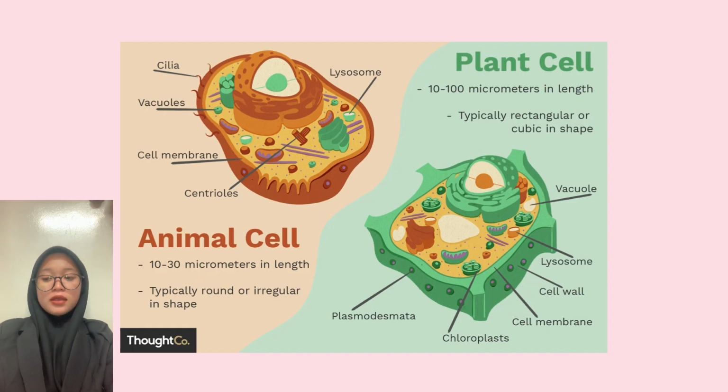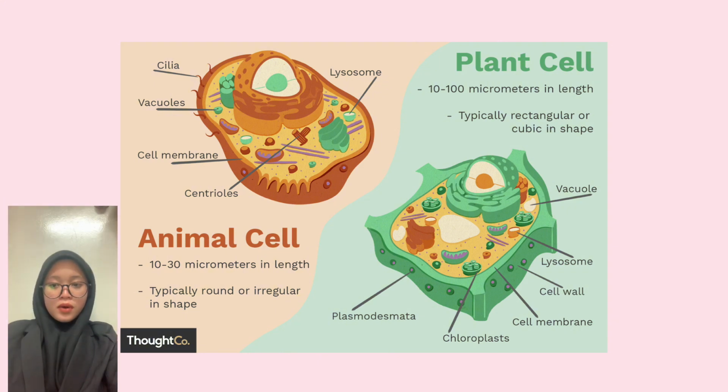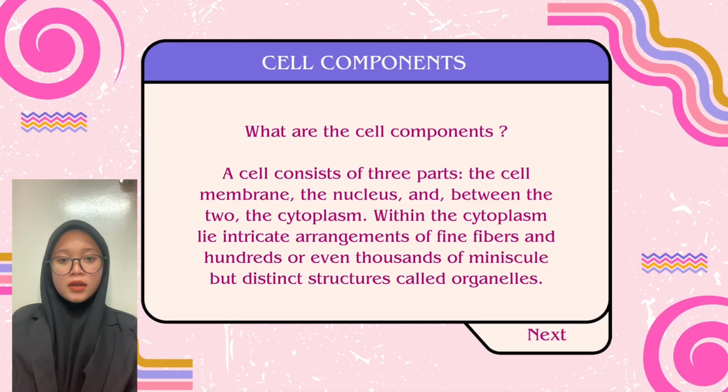Animal cell is 10 until 30 micrometers in length, typically round or irregular in shape, while plant cell is 10 until 100 micrometers in length, typically rectangular or cubic in shape. Next, I will explain about the cell component. What are the cell components?